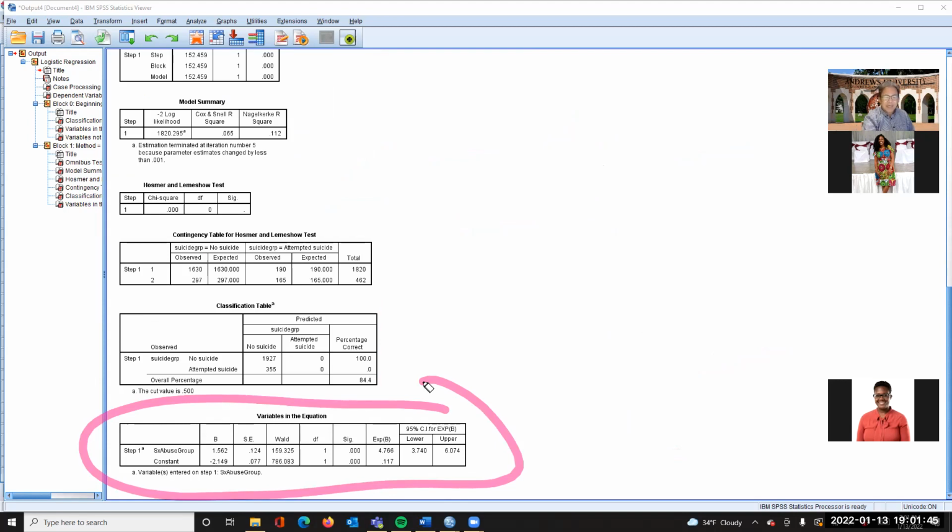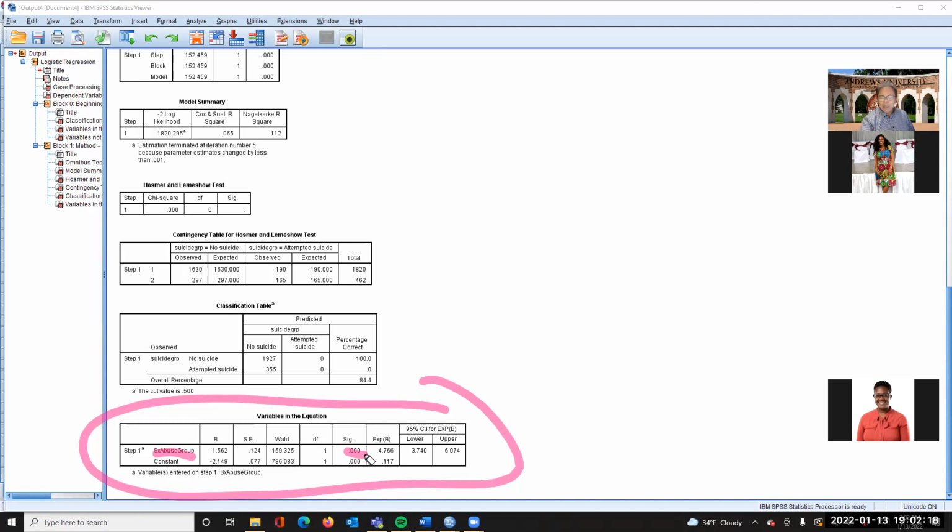So what this is saying is here. If you look at this, it says sexual abuse is a significant predictor of suicide attempts. Sexual abuse is a significant predictor of suicide attempt.